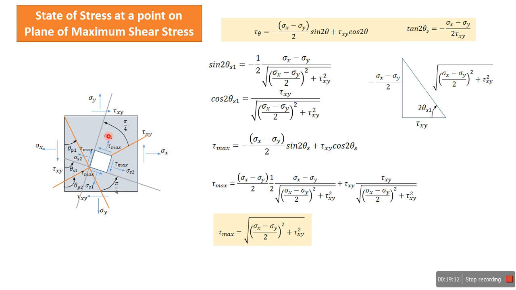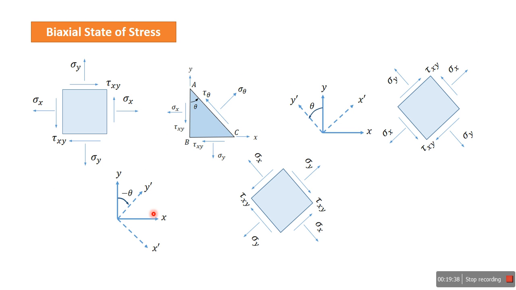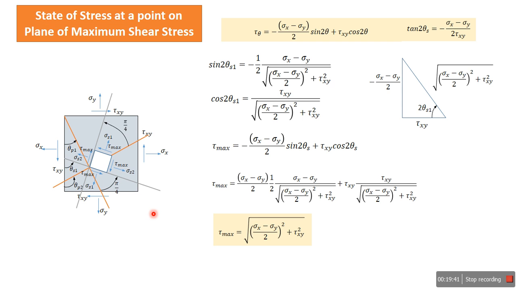We can further prove that this sigma s1 and sigma s2 are equal and opposite at the plane of maximum shear stress, though we have shown them in the same direction. That we can show when we substitute this sin 2 theta s and cos 2 theta s in the sigma theta equation. So this is how we can represent the state of stress at a point on the plane of maximum shear stress.